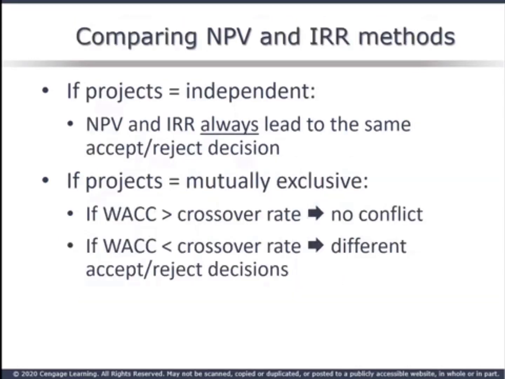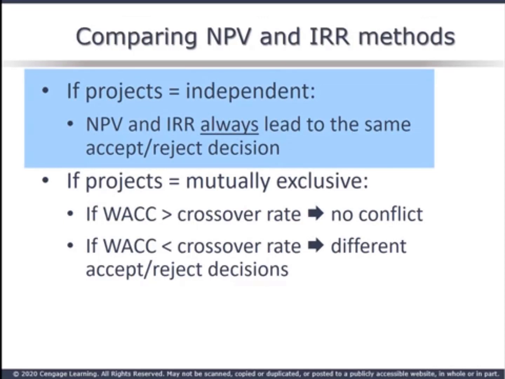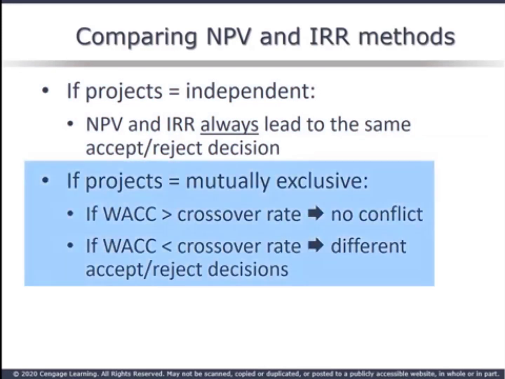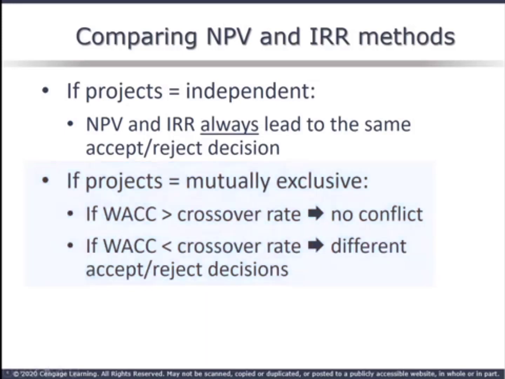Comparing NPV and IRR. If the projects are independent, NPV and IRR always lead to the same accept-reject decision. If the projects are mutually exclusive, that's where the conflict can happen. As we just showed, if the cost of capital is greater than the crossover rate, no conflict. If it's less, you're going to have conflicting decisions.